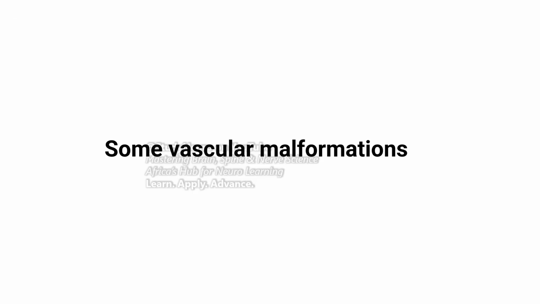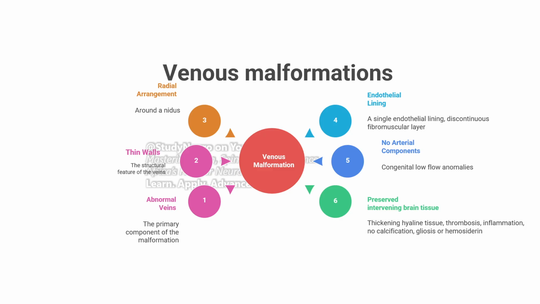Now we'll talk about some of the common vascular malformations of the CNS that are seen in clinical practice. The venous malformations, most commonly found, also known as venous angiomas or varices, are congenital anomalies made up entirely of abnormal thin-walled veins.